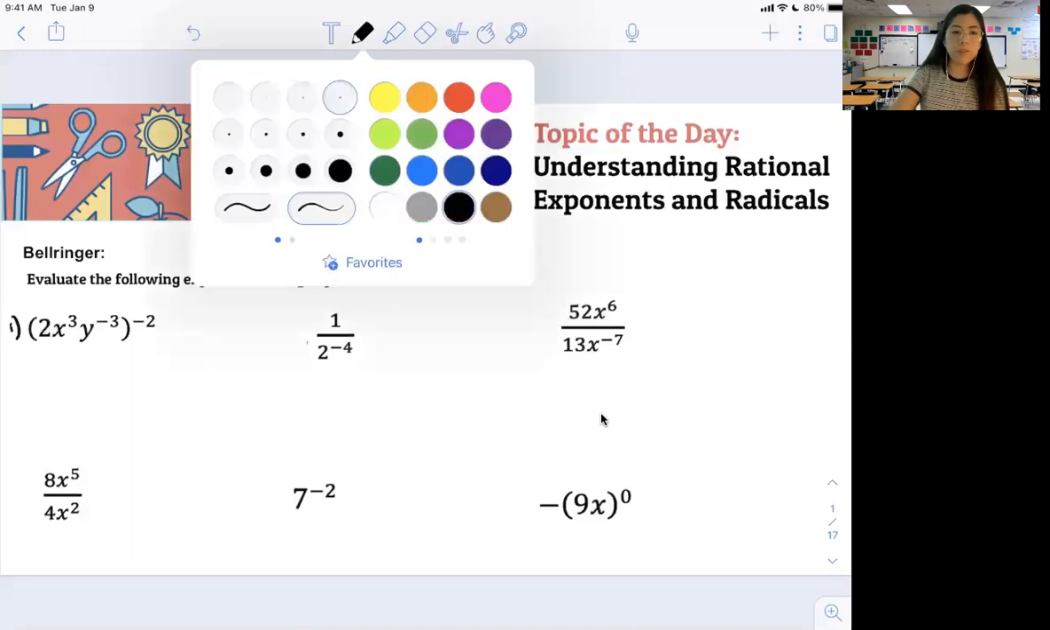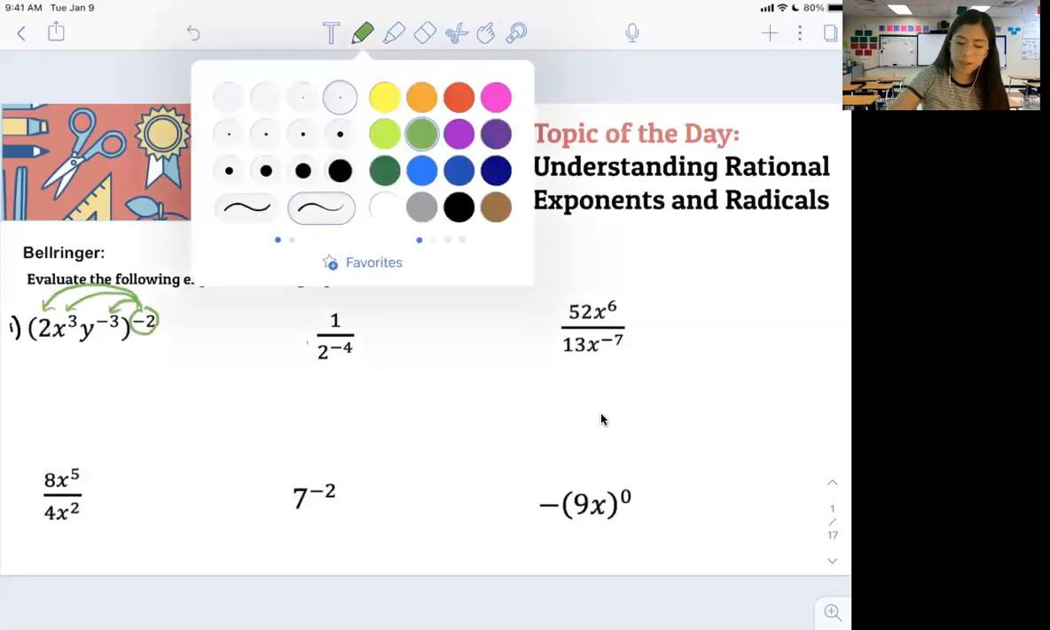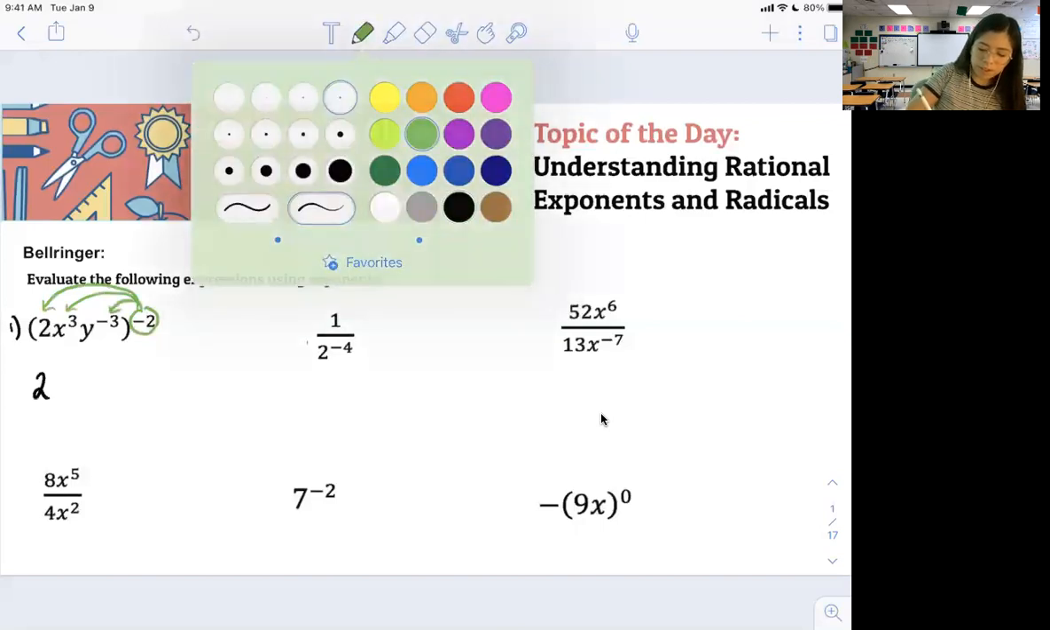what should I be doing first with number 1? Distributing the -2. Good. So this exponent on the outside has to be distributed to every part of the inside. So it gets distributed to the 2, as well as the x, as well as the y. The 2 doesn't have an exponent to begin with, so we can just give it the -2. So I have 2 to the power of -2.